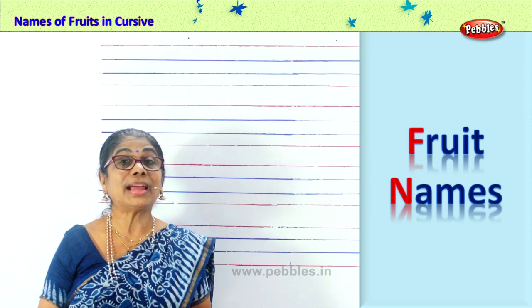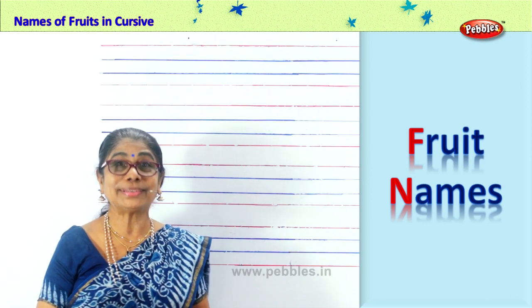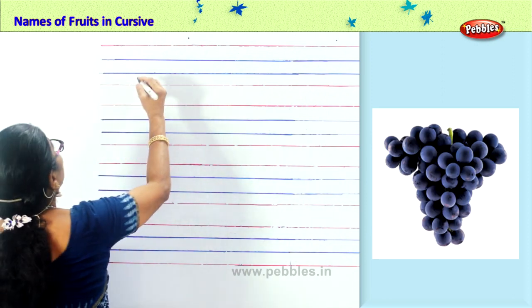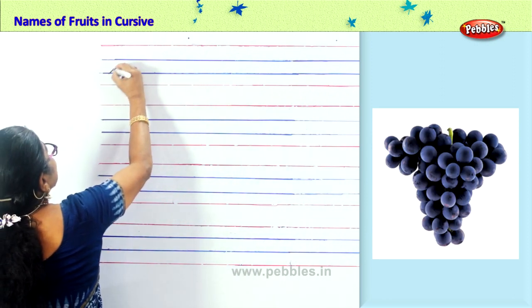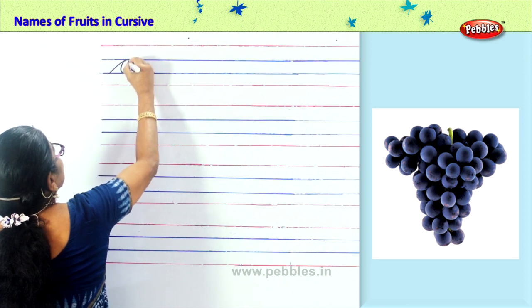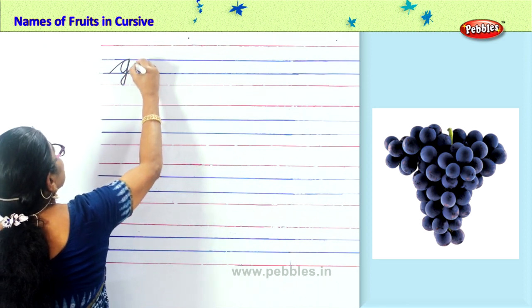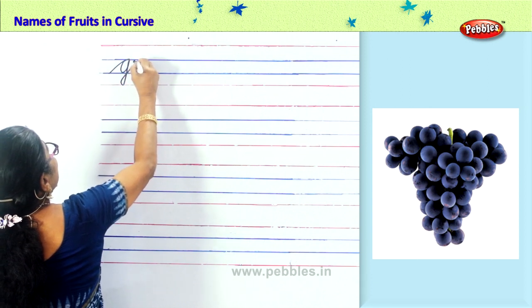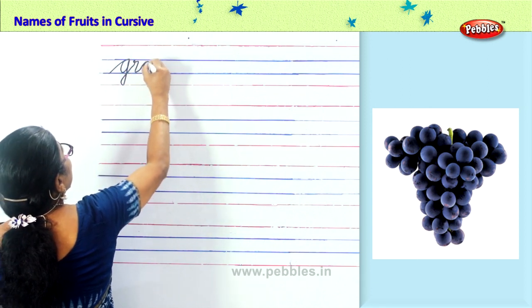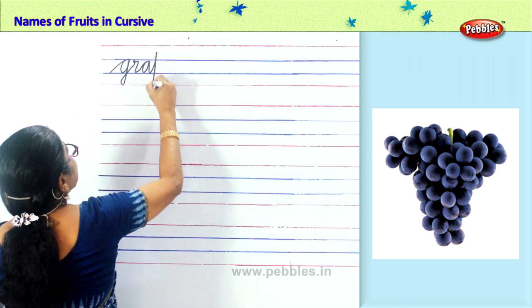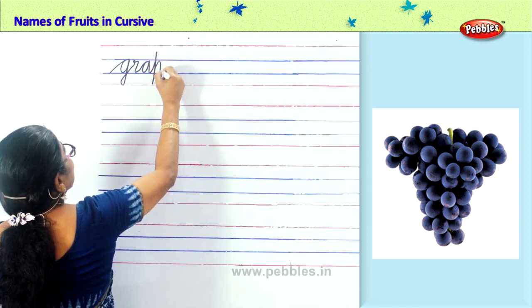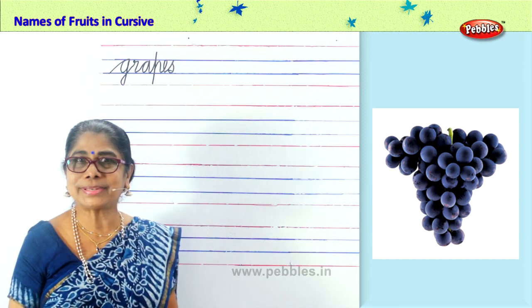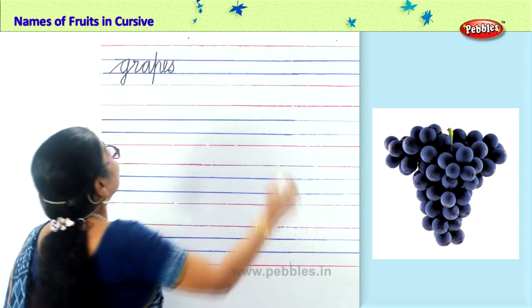Now let's write some more names of fruits. Okay? Let's now write grapes. G, R, A, P, E, S. Grapes. Now let's write the G capital. Okay?